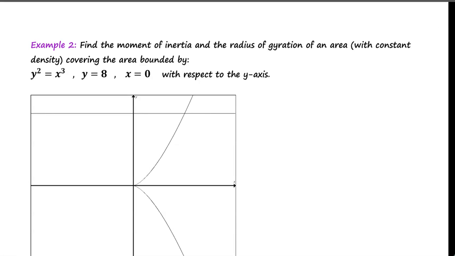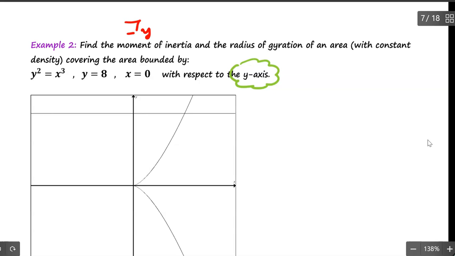Hello everyone. In this video, we will find the moment of inertia and the radius of gyration of an area with the constant density covering the area bounded by y squared equal to x cubed, y equal to 8, x equal to 0, and with respect to the y-axis. So this is very important right here. With respect to the y-axis, it means that you are going to find IY. From IY you are going to find RY.